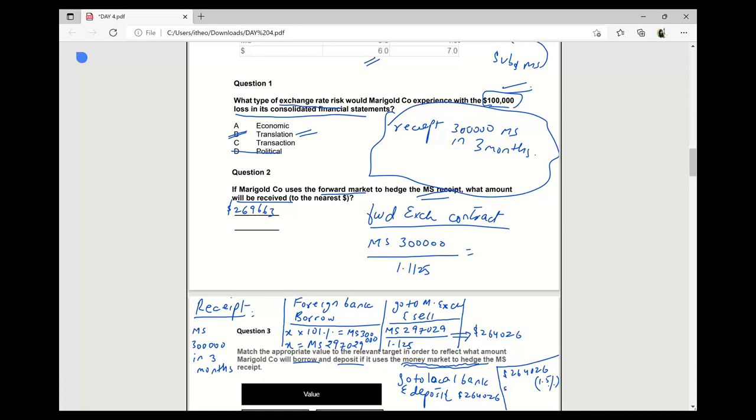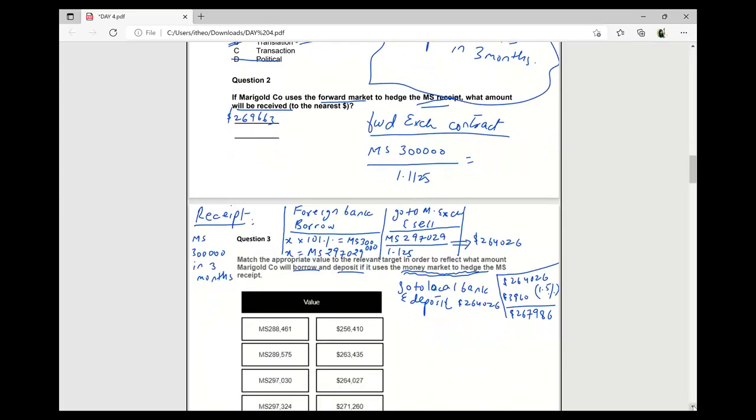3960, you will get interest. So the final amount which you are going to get is 267,986. This is how many dollars you will get from money market hedging.